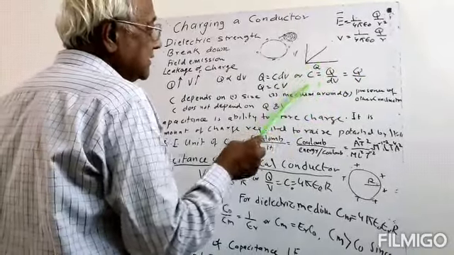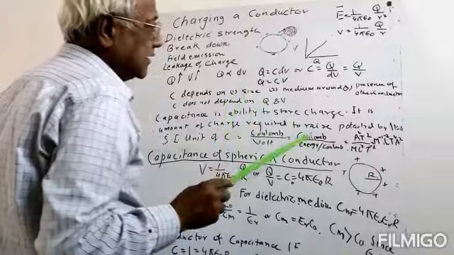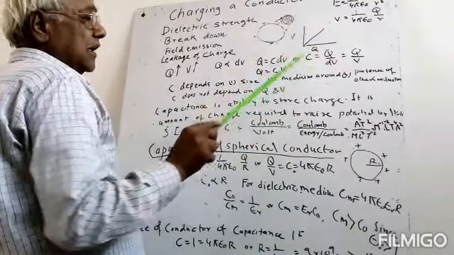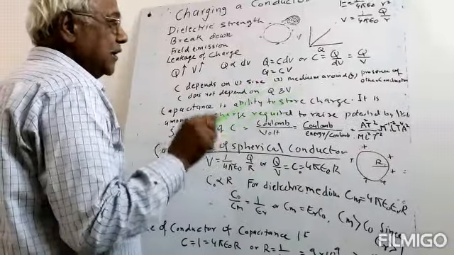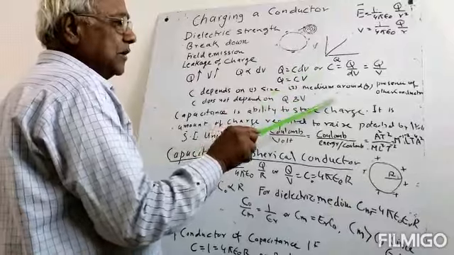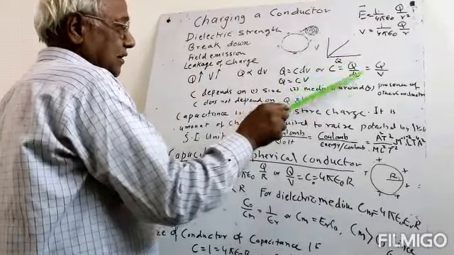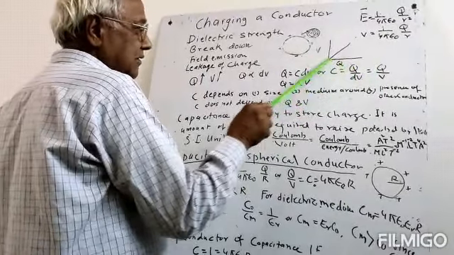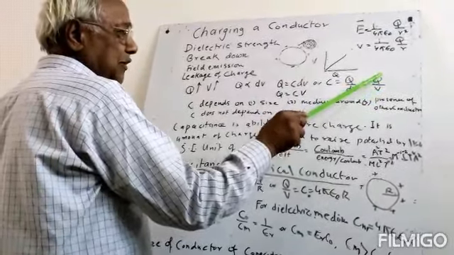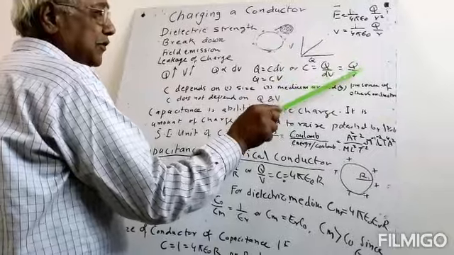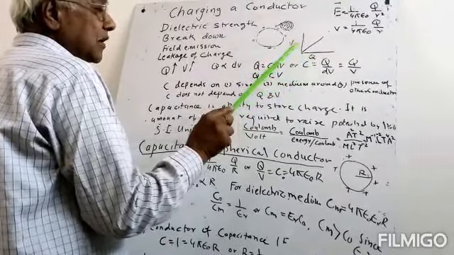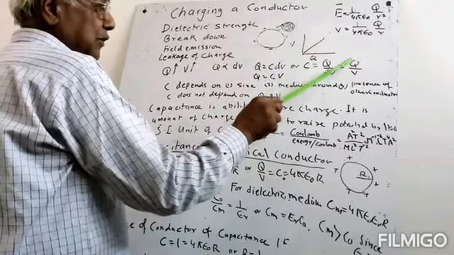Now the capacitance of the conductor, what do you mean by this? Capacitance of a conductor is the ability to store charge or potential energy. So C doesn't depend upon Q and V. If Q is more, V will be more. The ratio of Q and V will be constant. So the value of the capacitance doesn't depend upon Q and V.